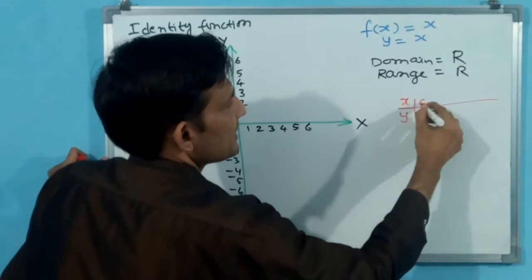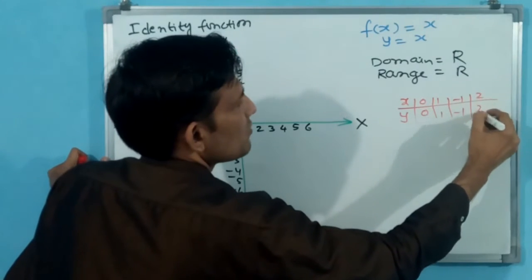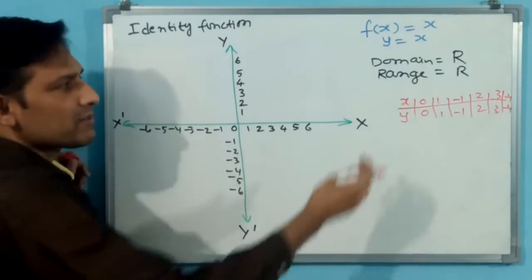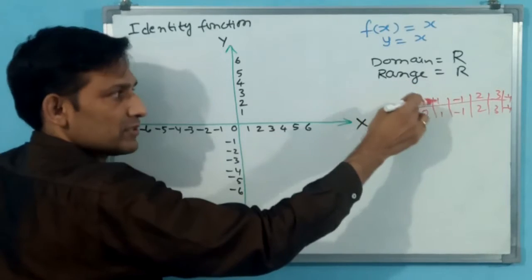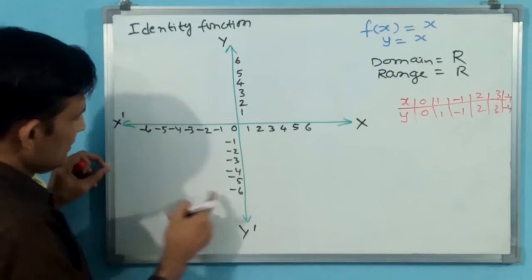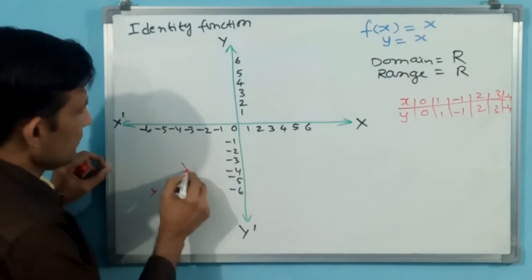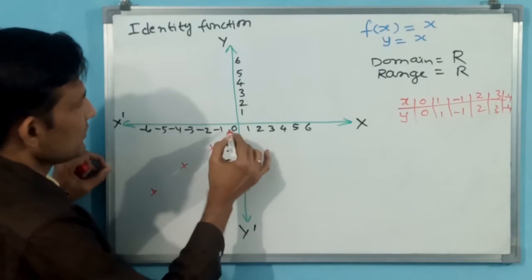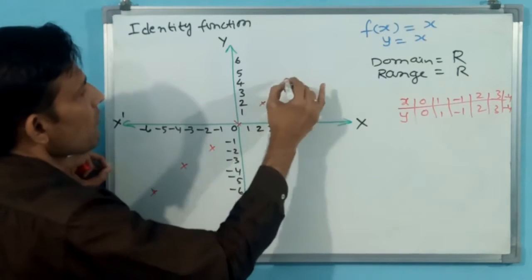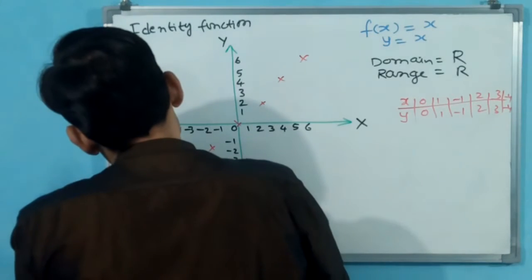Now see, x, y: 0, 0; 1, 1; minus 1, minus 1; 2, 2; 3, 3; minus 4, minus 4. Like this it will come. Whatever x you give, the same value will come as output. If you draw the graph, see minus 6, minus 6; minus 4, minus 4; minus 2, minus 2; 0, 0; 1, 1; 2, 2; 4, 4; 6, 6. That means a straight line is going to come.